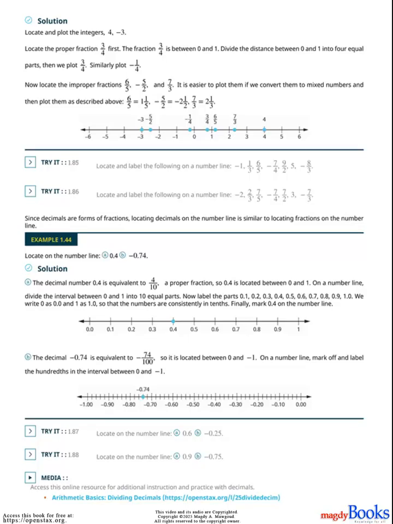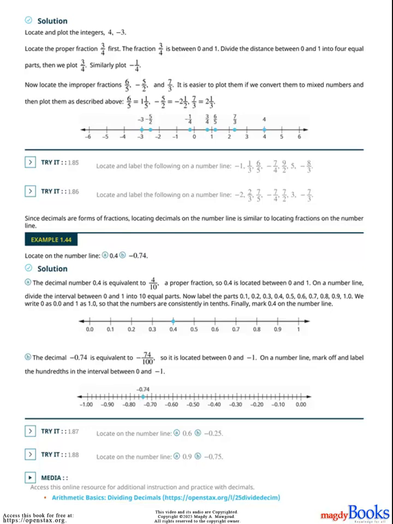between 0 and 1. On a number line, divide the interval between 0 and 1 into 10 equal parts. Now label the parts 0.1, 0.2, 0.3, 0.4, 0.5, 0.6, 0.7, 0.8, 0.9, 1.0. We write 0 as 0.0 and 1 as 1.0, so that the numbers are consistently in tenths. Finally, mark 0.4 on the number line.